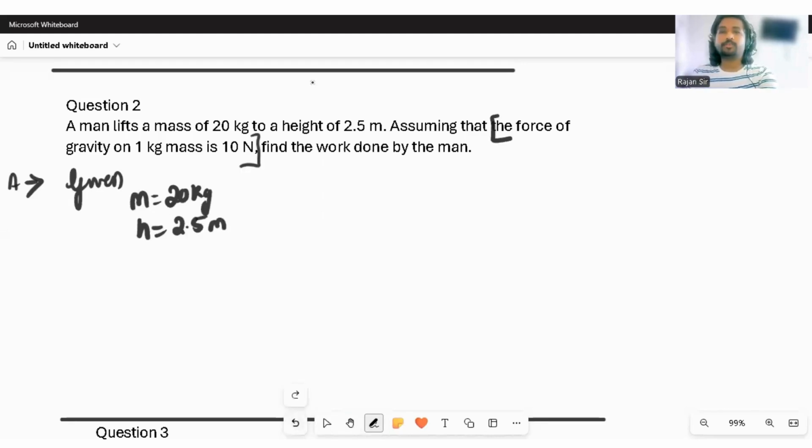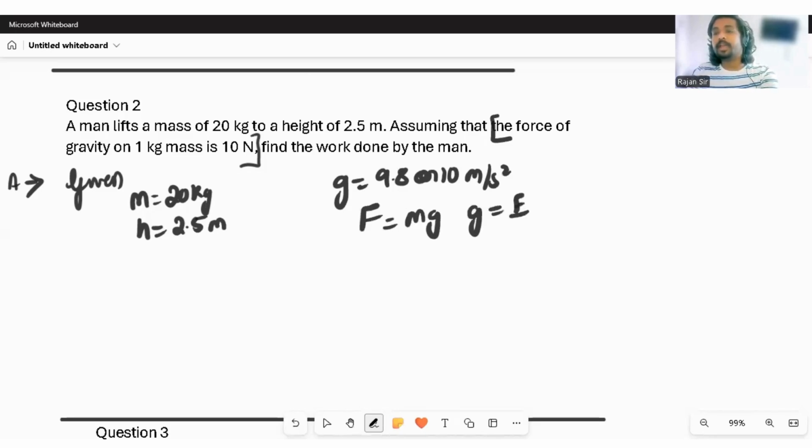Please understand, the force of gravity on 1 kg mass is 10 Newton. This is another definition of g. Now, we understand that g is taken as 9.8 or sometimes 10 meter per second square. It is acceleration due to gravity. There's one more formula which says F equal to m into g. And in this case, you can take g as F upon m, which is Newton per kg. So when you write it this way, you write g equal to 10 Newton per kg.